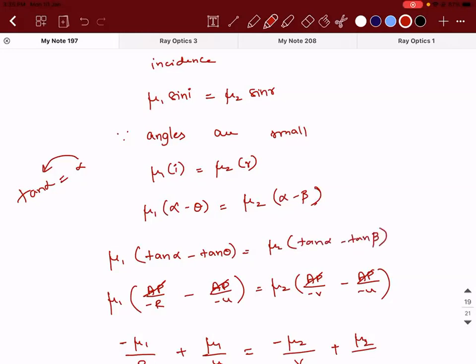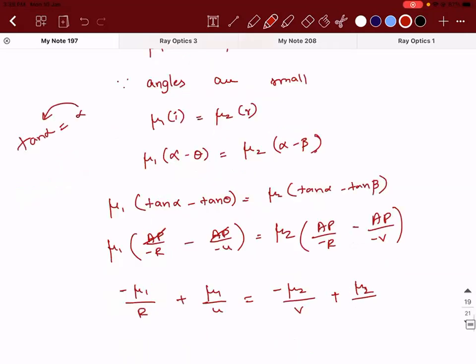So this is tan alpha minus tan beta. So what is tan alpha, guys? Mu2 into what is tan alpha? AP divided by minus R minus AP divided by tan beta is going to be minus V. If you want, you can check it. I will get the right answer. Guys, I hope it is clear, right? Is there any step that is confusing you?